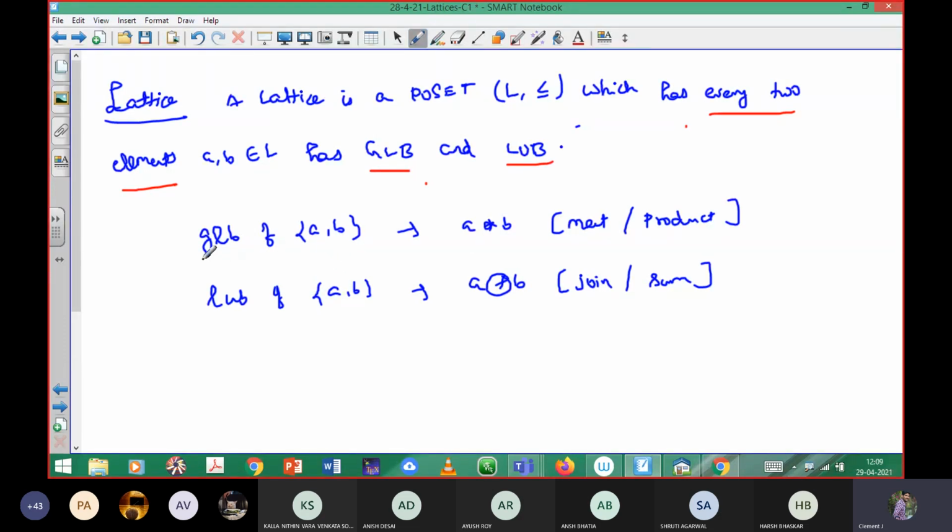At the same time, sometimes instead of GLB, what is the other name of GLB? Already I have told you in your previous session. What is the alternate name of GLB? Infimum. Very good. And supremum.